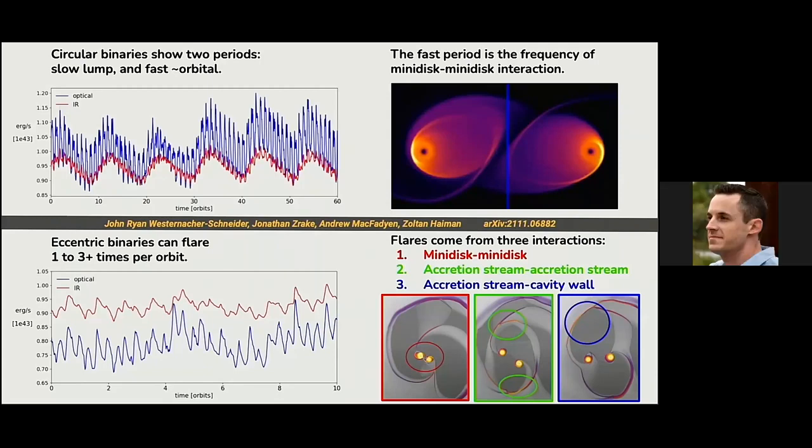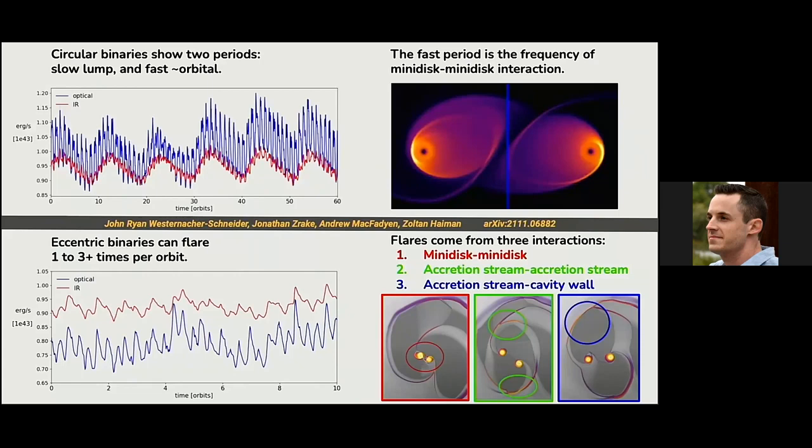Sure. So at the bottom part of the slide, we're talking about eccentric binaries. We fixed the eccentricity to 0.45, which is motivated from recent work that we believe might be an equilibrium eccentricity under gas-driven evolution. So the light curves are very different. Here I'm showing 10 orbits long instead of 60. And we see that you can get a flare happening between once and 3 times, maybe more, per orbit.